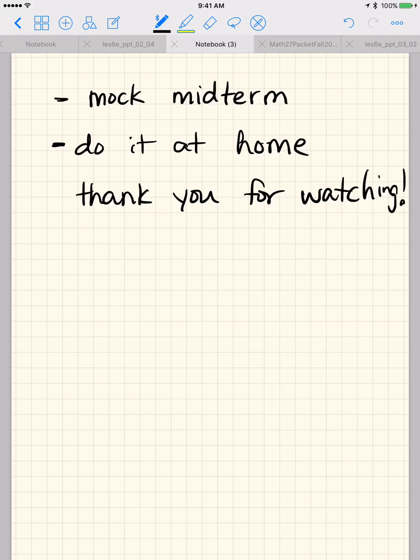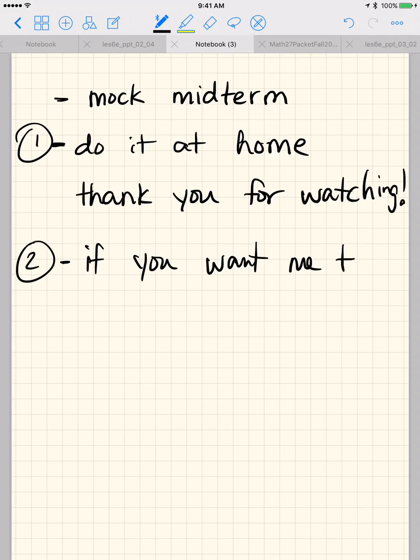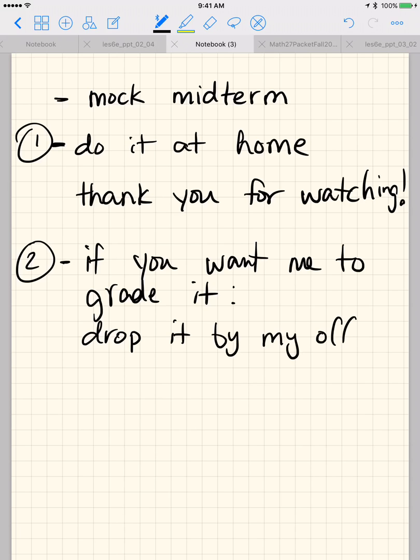So here's what you do. Do it at home. That's number one. Number two, if you want me to grade it, then just drop it. You can slip it under my door, or drop it by my office, which is L230. It's on the second floor of the library by the elevator, second floor library.